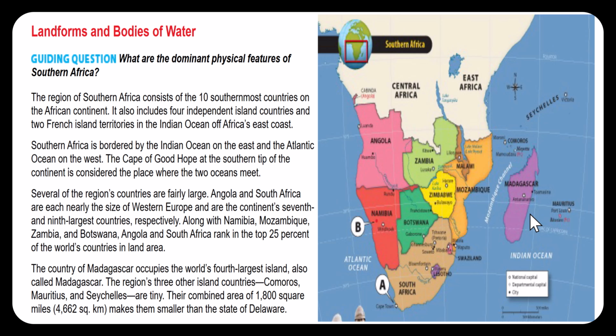And now we can answer a couple of questions. Number 15, what ocean is to the west of Southern Africa? That is the Atlantic Ocean. Question 16, what ocean is to the east of Southern Africa? That is the Indian Ocean. Question 17, what is the name of the location where the 2 oceans meet? That is the Cape of Good Hope. Question number 18, what is the 4th largest island in the world? Madagascar, pictured right there.